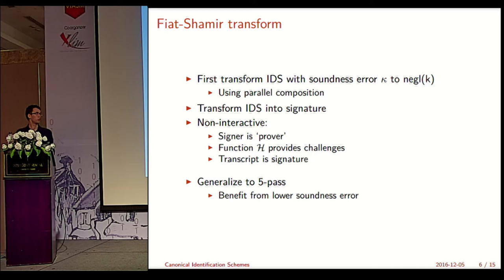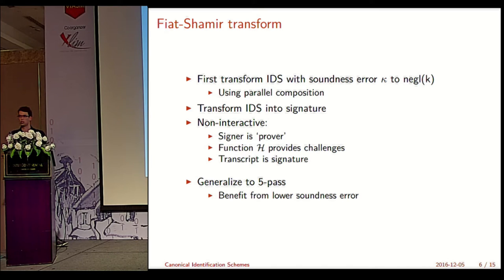And we want to generalize this, because this is the classical three-pass setting. But by scaling it up to five-pass, you can benefit from a lower soundness error. Typically, the three-pass schemes would have a higher soundness error, and then you would need to have more repetitions in composition. But generalizing this to a different setting could make for a more efficient scheme that has fewer rounds, so smaller transcripts and easier to compute.